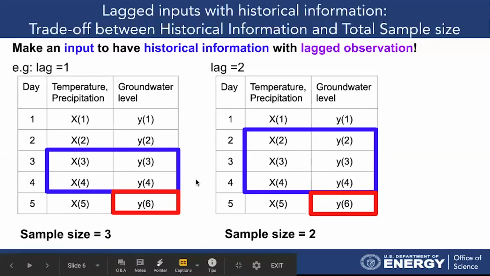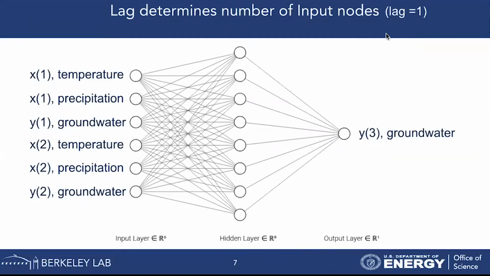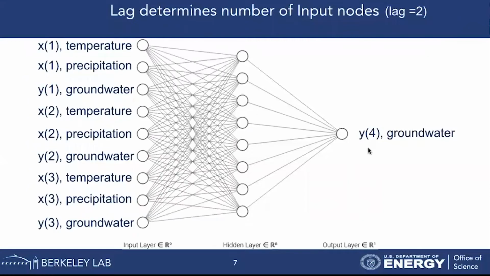So here, we should find the best lag to handle this trade-off between historical information and total input size. Yeah, this is an example of lag and multi-layer perceptron. As you can see, if our lag is 1, we are going to have 6 input nodes, and the first prediction starts from day 3. If we change lag to 2, we are going to have 9 input nodes, but our first prediction starts from day 4.